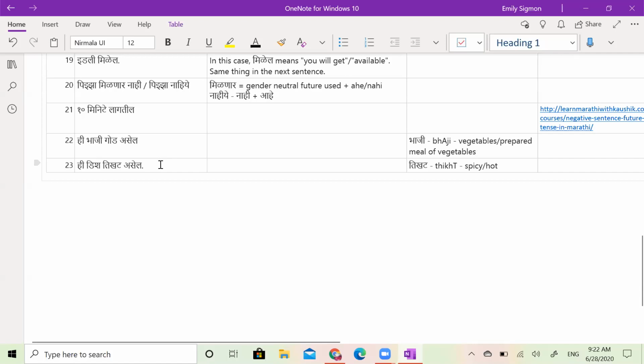And then to say, is this vegetarian? Te jevam bhaji ahe ka? Sorry? If I'm trying to ask if something is vegetarian, then I will just say, is it bhaji? Te bhaji ahe ka? No, you say jevan, which means full meal. And bhaji is the vegetable or a dish made from the vegetable. Okay. Not a meal.